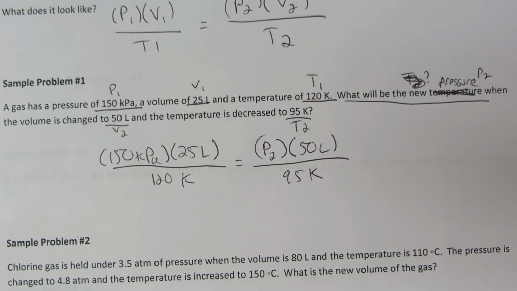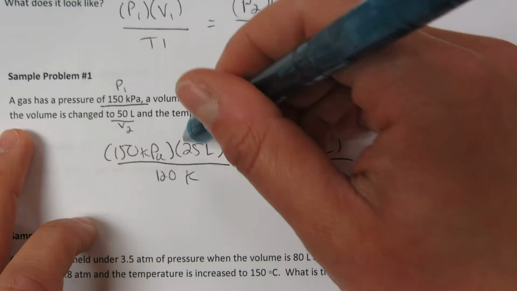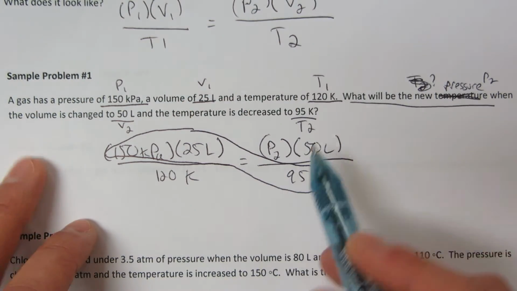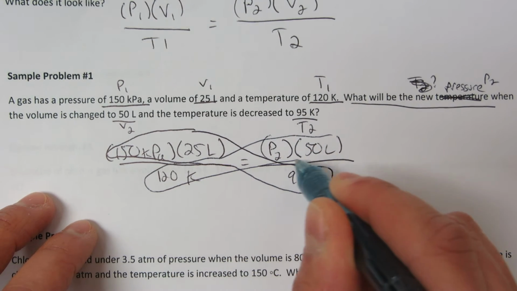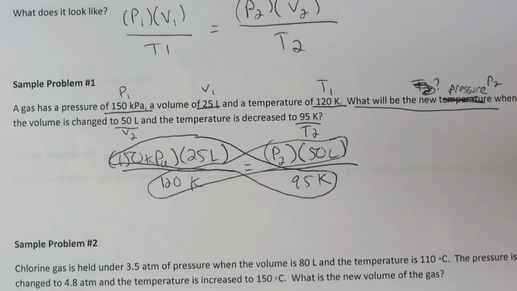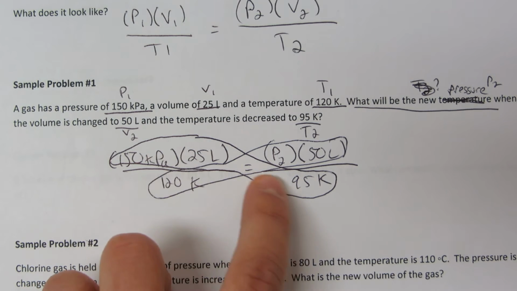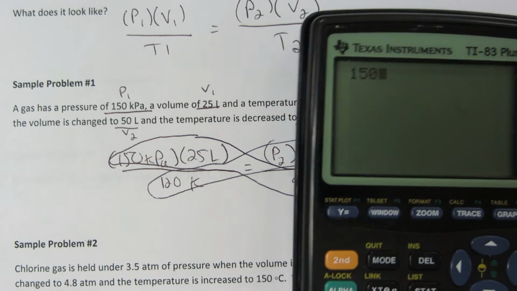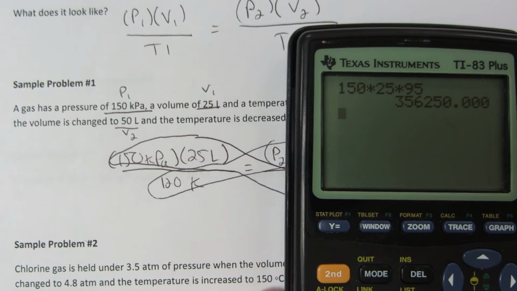Okay, so this is still going to use cross multiplying. It's just we have a bigger set of numbers we're working with here. So the first set, we have 150 times 25 times 95 as one set. And the other set, we have 50 times P2 times 120. When you're doing cross multiplying with a combined gas law problem, you want to multiply the set of numbers that doesn't have the unknown variable in there. In this case, these three numbers. So 150 times 25 times 95. Okay, so that's the answer for that part.